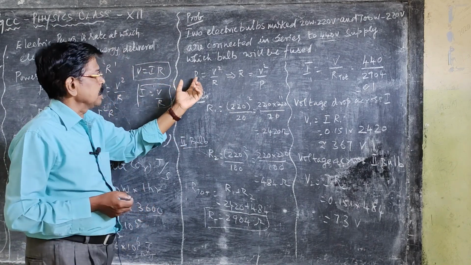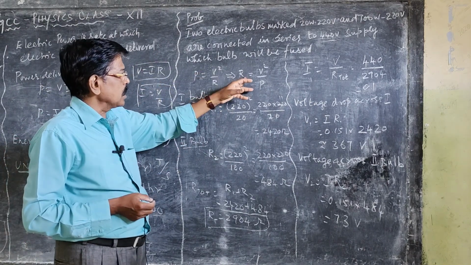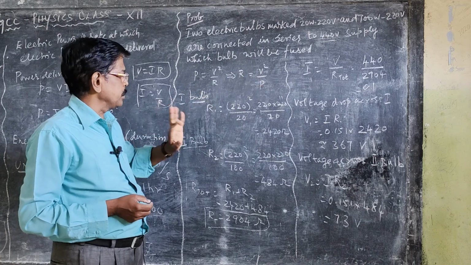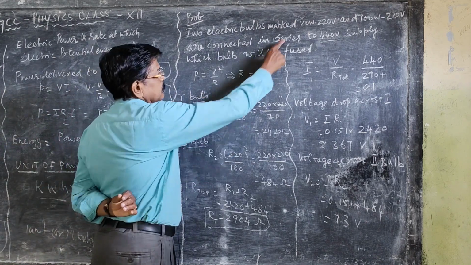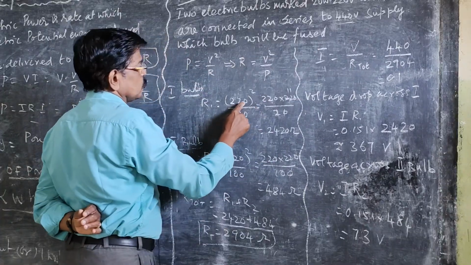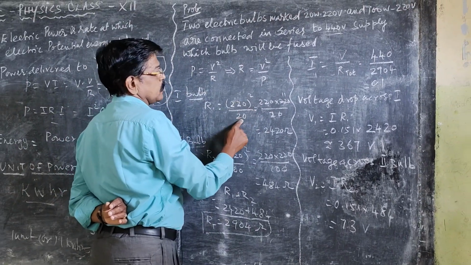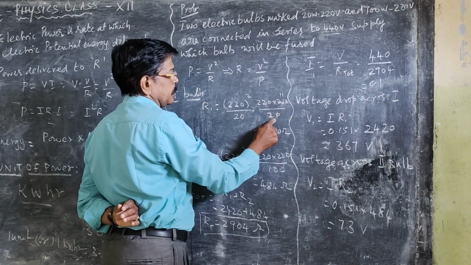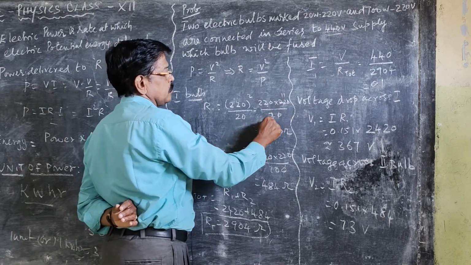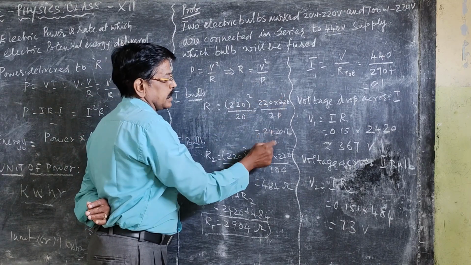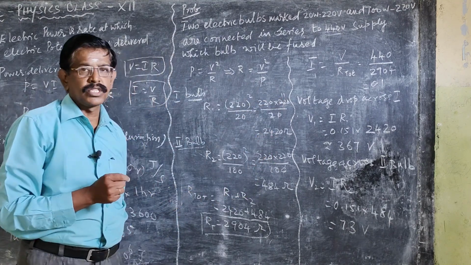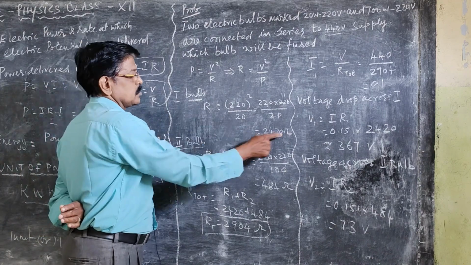Now see here, power equal to V square by R, or this implies R equal to V square by P. In first case, R1 equal to 220 square by 20, that is 220 into 220 by 20, 0 0 cancel. If you cancel 22 and 2, you'll get 1. 220 into 11, you'll get what? 2420 ohm. Since it is a resistance, unit is ohm.